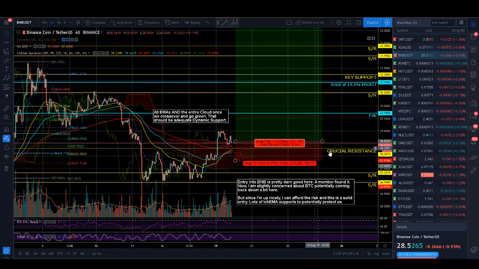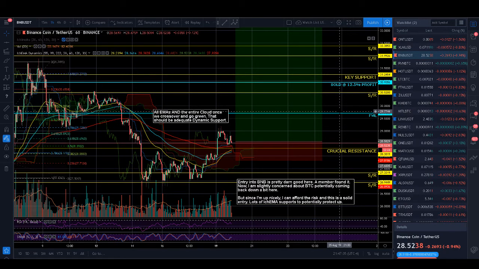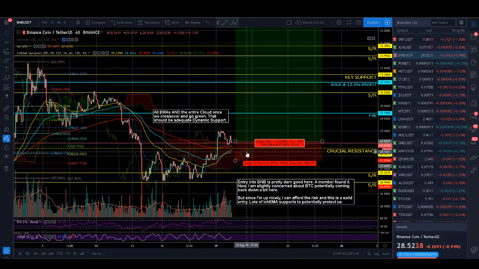So we have some confluence, plus a prior support resistance that was a horizontal one from an older trade way back, because I leave them on my chart in case we need them in the future. So there's a lot of really good support here. Then we have the 55 and the 99, and we have the top and the bottom of the cloud right here.